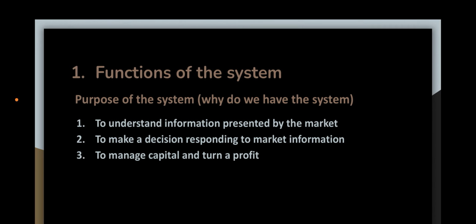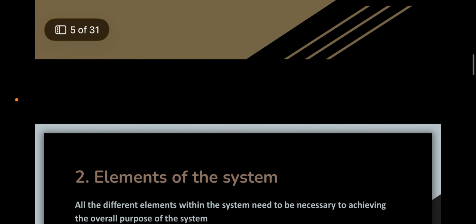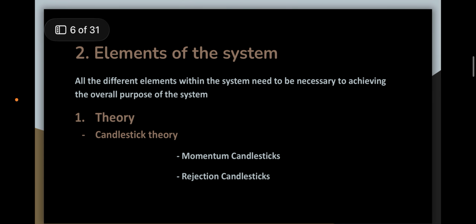Simply enough, the functions of my trading system are three things. Number one, to understand the market information that is presented. Number two, for me to make a decision based off that information. Obviously, the decision I'm trying to make is to make money at the end of the day, so all the decisions I make are towards that one specific goal of turning a profit. And number three, my job is also to manage capital. The reason why I'm looking at anything on the chart is to be able to manage my capital and turn a profit on it.